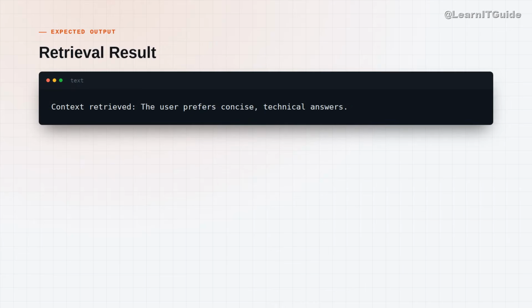The output shows exactly what we expect. The system successfully retrieved our specific preference from the database. This context can now be injected into the system prompt to guide the LLM's behavior. This is exactly how production systems maintain consistency across multiple user interactions.